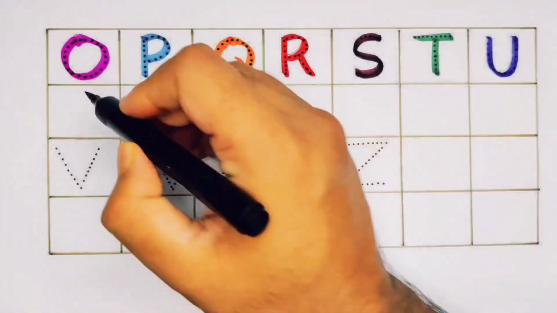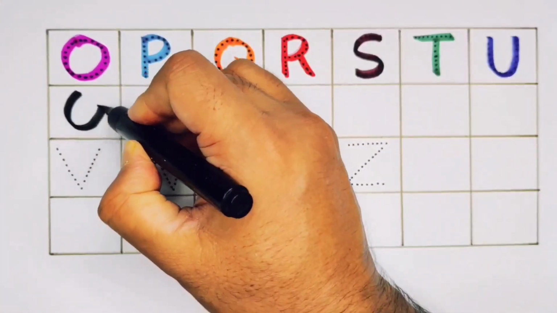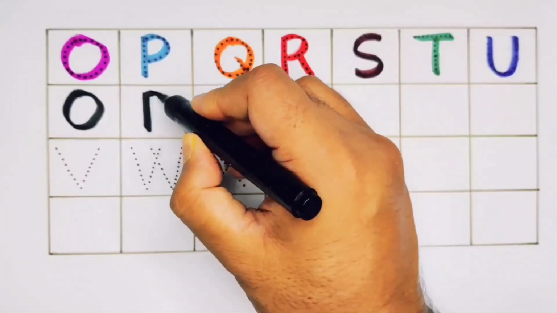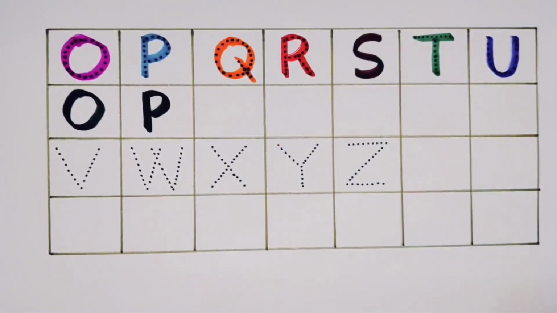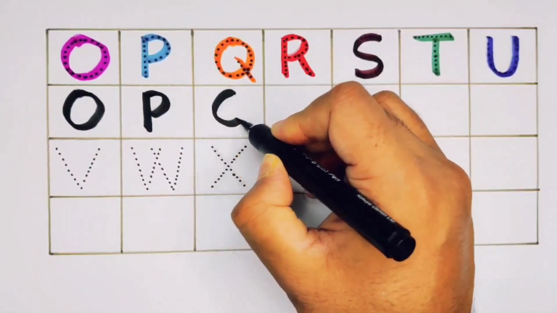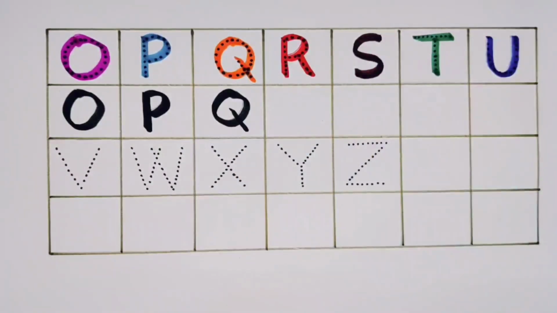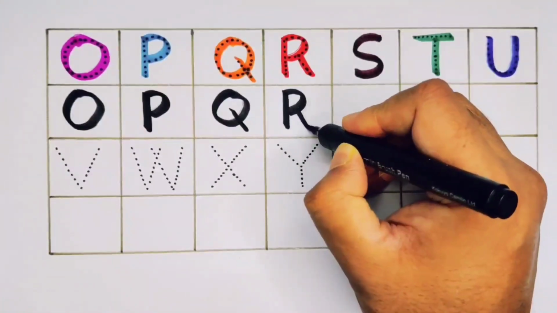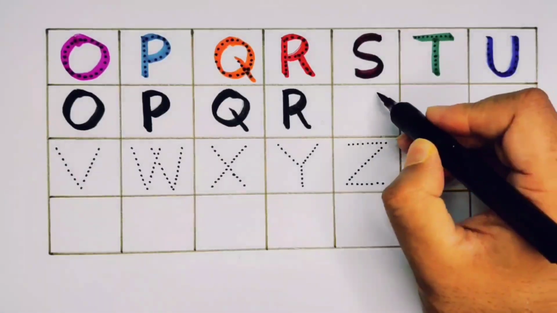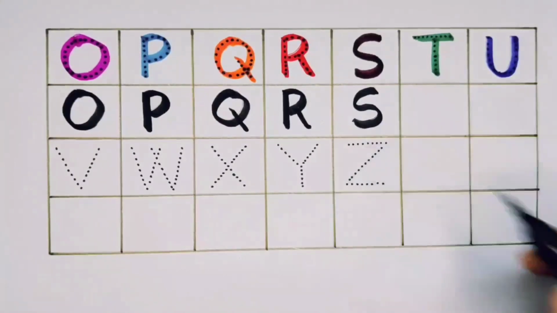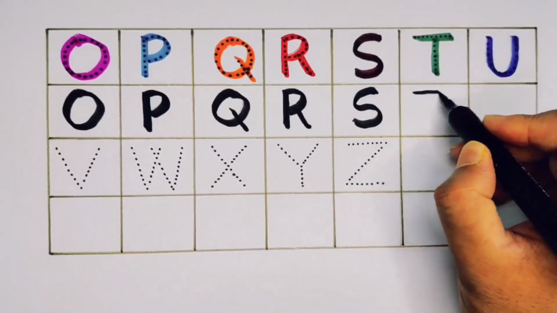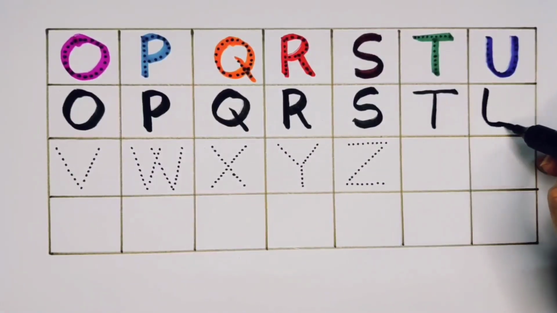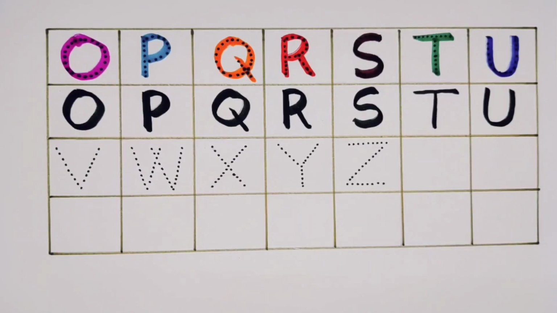We repeat again. O. O for orange. P. P for pineapple. Q. Q for queen. R. R for rabbit. S. S for sun. T. T for tiger. And U for umbrella.